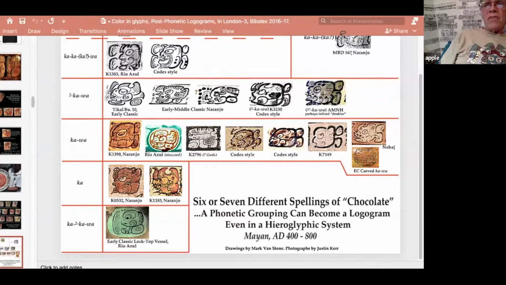These examples are a double comb; it doesn't spell kaka, it just spells ka. So this is ka, wa. This is ka, and wa. This is an early classic version. This is an early classic version up here. This is post-classic.